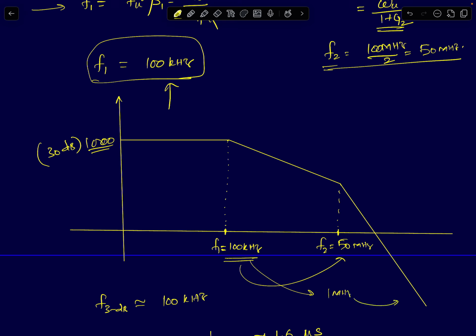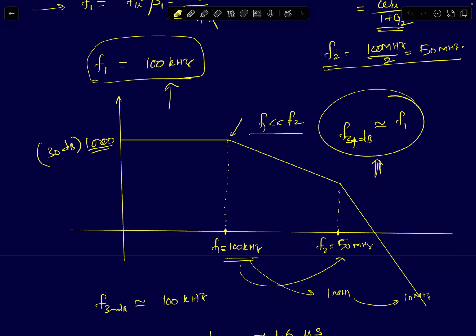Another decade you move away from it, you go to 10 meg. So it's more than 2 decades away. Since it's more than 2 decades away, for all practical purposes, we can treat it like a single pole system. The settling response will be very close to single pole because the first pole frequency is much lower than the second pole frequency. So the overall 3 dB bandwidth is approximately equal to F1.